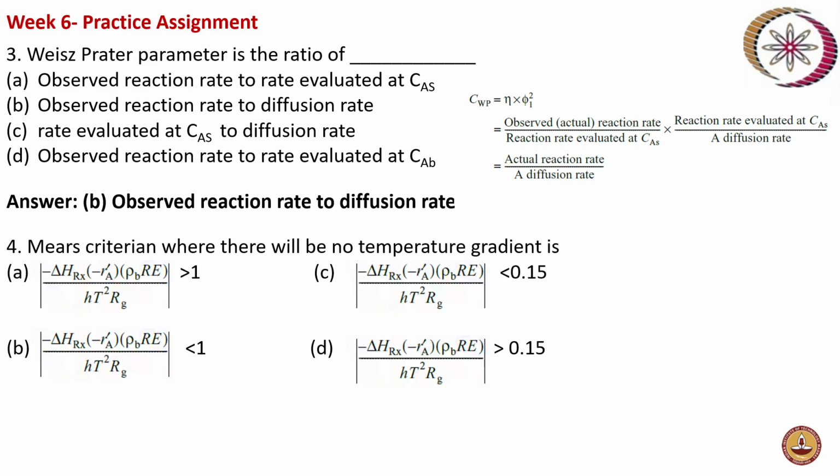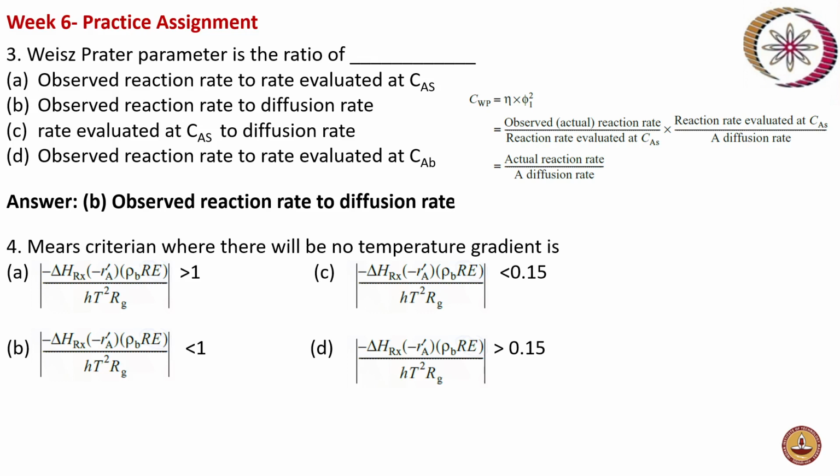So the next question, Mears criterion where there will be no temperature gradient is which of these following? There are two Mears criterion as was discussed in the lecture and we just saw in the recap also. One is concentration based and the other one is temperature based. And we also saw that it determines whether it is an external diffusion controlled reaction or not. Now let's see what the options are.